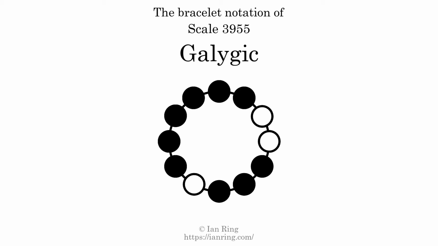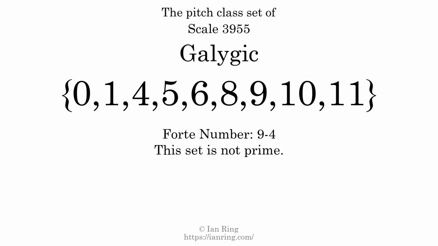This is a bracelet notation diagram of scale 3955. The shaded circles represent tones that appear in the scale, and they are read clockwise, starting at the top. The pitch class set for this scale is 0, 1, 4, 5, 6, 8, 9, 10, 11. The forte class is 9-4. This set is not prime.